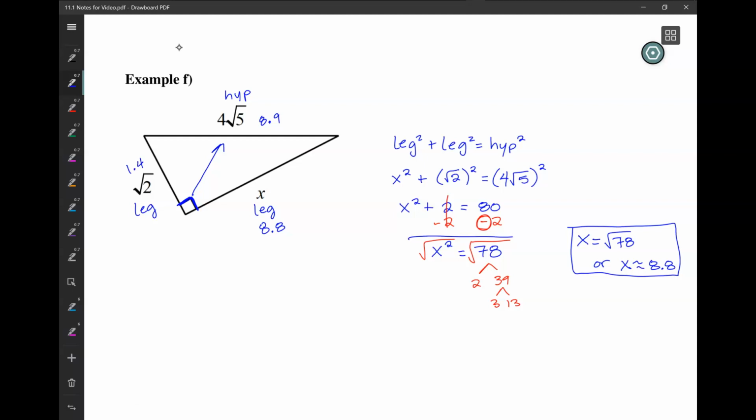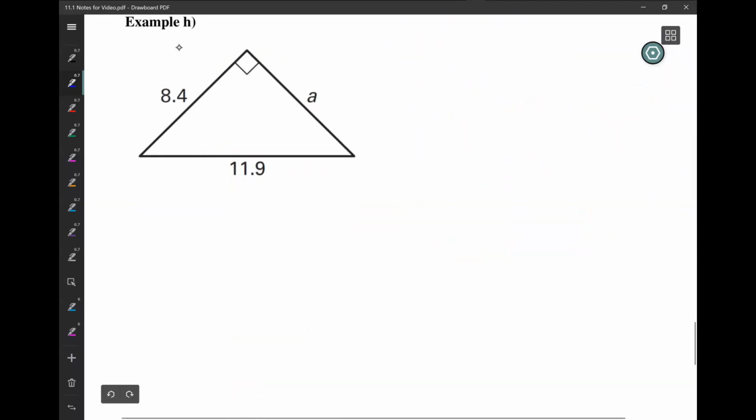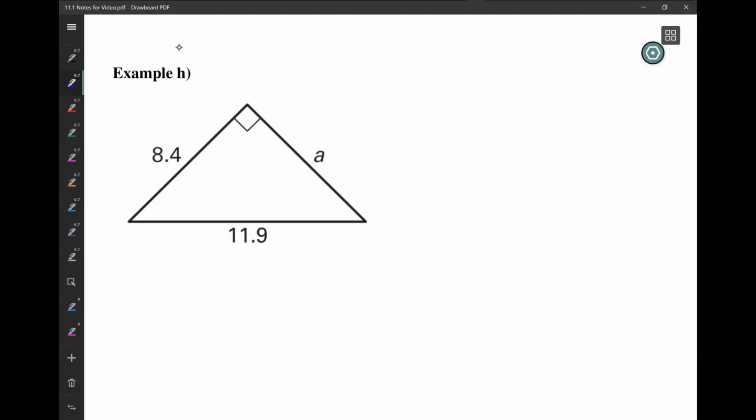The last example I am going to do is problem H. So this one, the sides are given to you as decimals. So don't try to give me a simplified square root if they're given as decimals. Just give the answer as a decimal. Sometimes people get a little freaked out by seeing decimals. It's okay, just do the problem the same way you would any other problem.